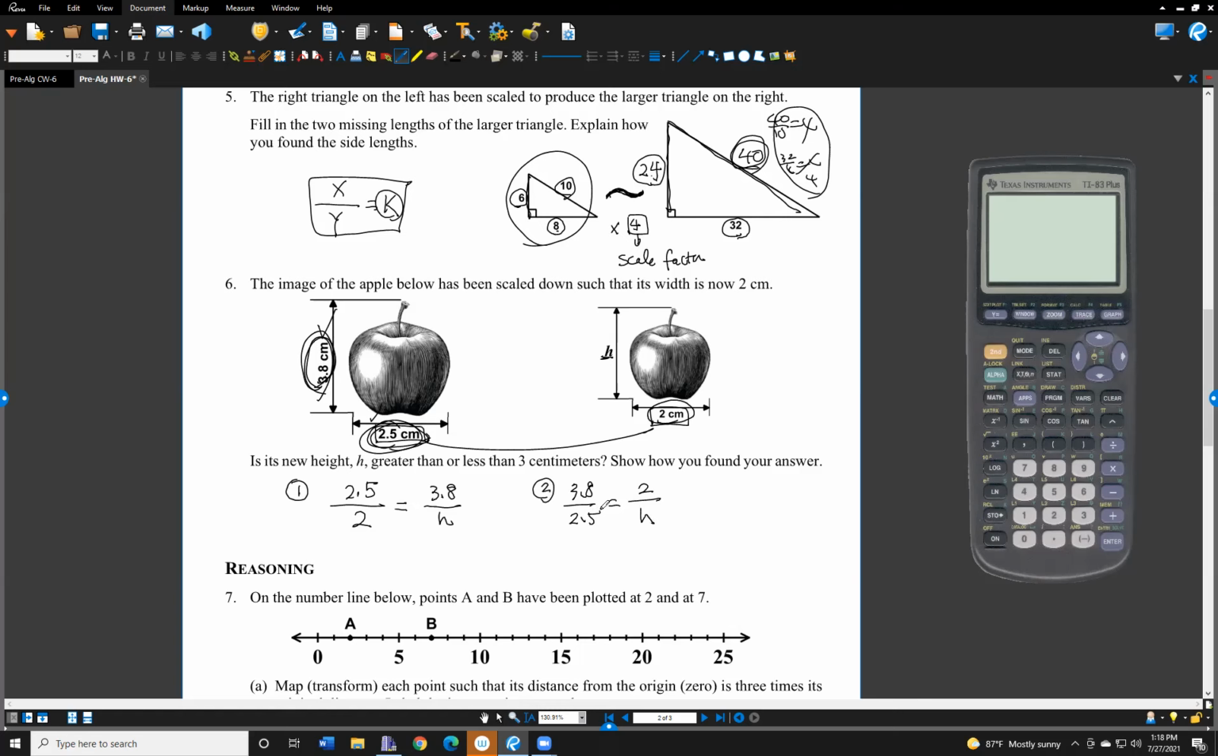Is it okay? 3.8 over 2.5, because I'm sorry, h is first, okay? I did it right, just a different order. This is first, this is second, this is first, this is second, right? h over 2, you can use this one too. Because when you have a cross multiplication, 2.5 h equals 2 times 3.8, and crossing over here, 2 times h equals 2 times 3.8. It's the same thing, isn't it? It's actually the same thing.